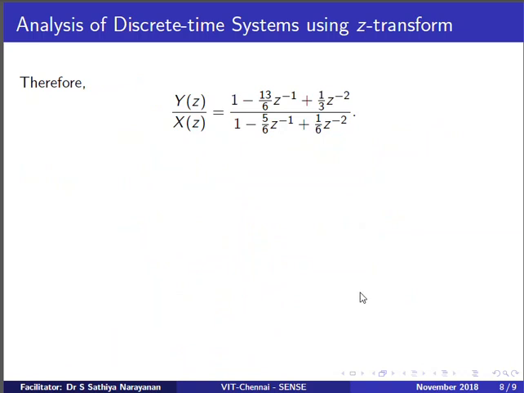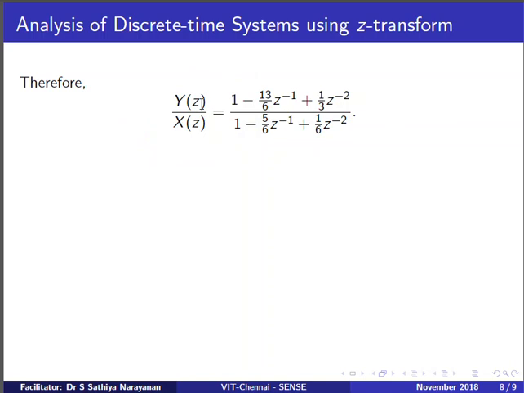So therefore, H of z is the ratio of Y and X. Therefore, Y of z divided by X of z is equal to 1 minus 13 by 6 z inverse plus 1 by 3 z power minus 2, divided by 1 minus 5 by 6 z inverse plus 1 by 2 z power minus 2. So just to remind that we need to find the difference equation of the system.